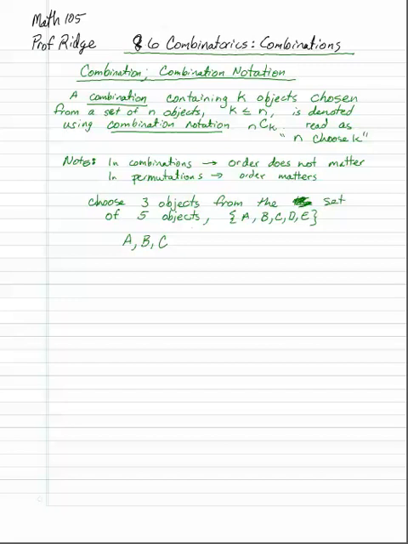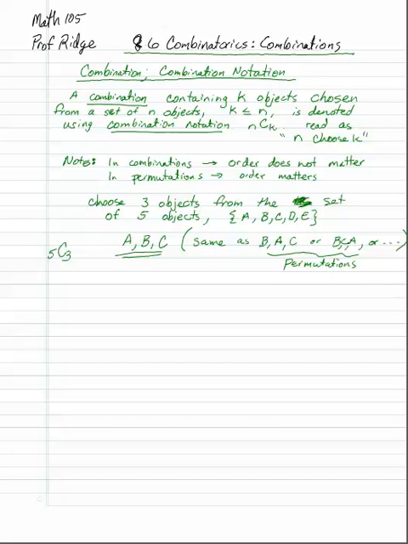That would be the same as B, A, C, or B, C, A, or any permutation. So these are permutations. And this ABC, it doesn't matter what order you write it, ABC, BAC, CAB, whatever, that's going to be one combination. You just represent all 3 letters.